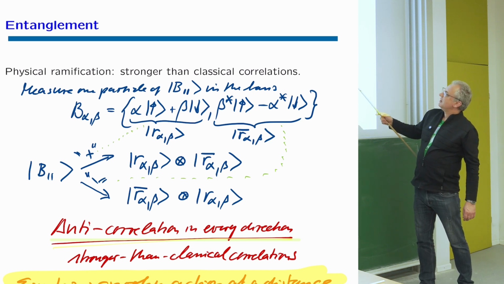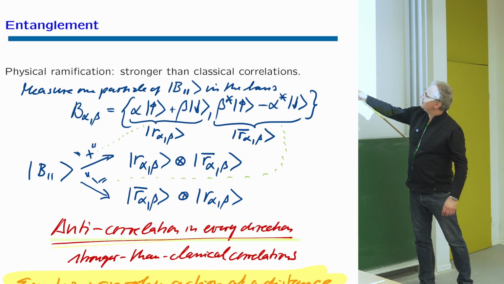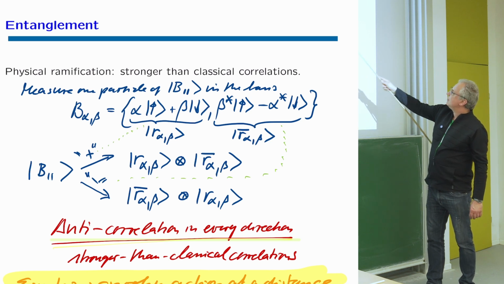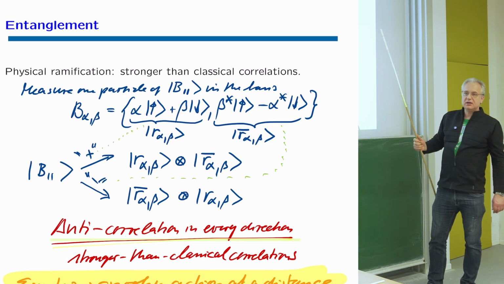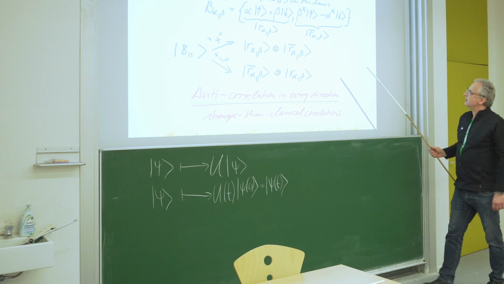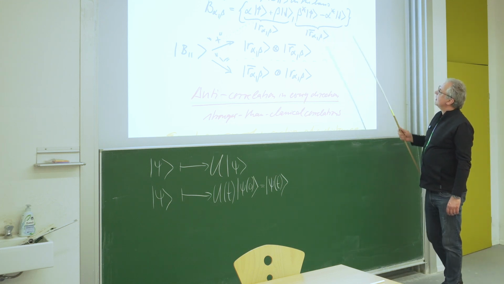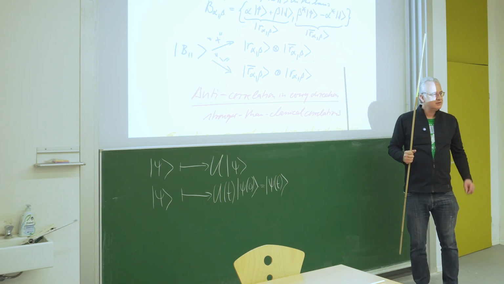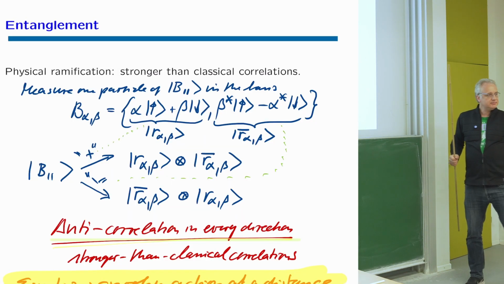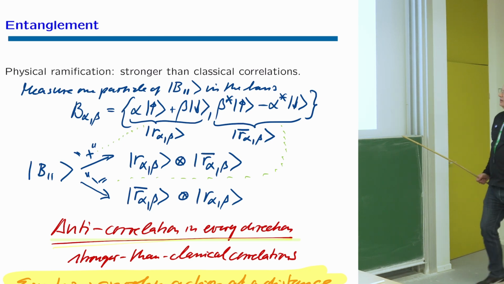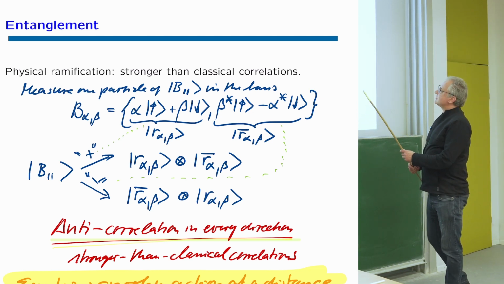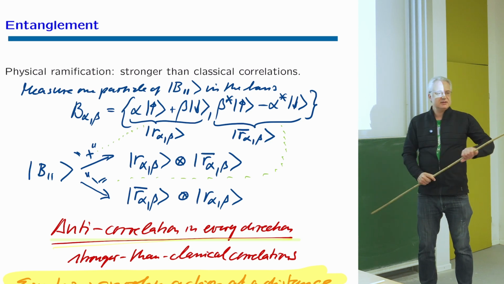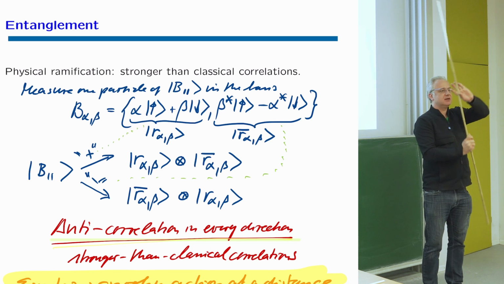Instead of alpha, now you have beta star, complex conjugated. Instead of beta, you have minus alpha star. The reason these coefficients are chosen like this is that it makes these two states orthogonal, so that they can form an ONB, an orthonormal basis. And physically, what this means is that these two spin states point in opposite directions.